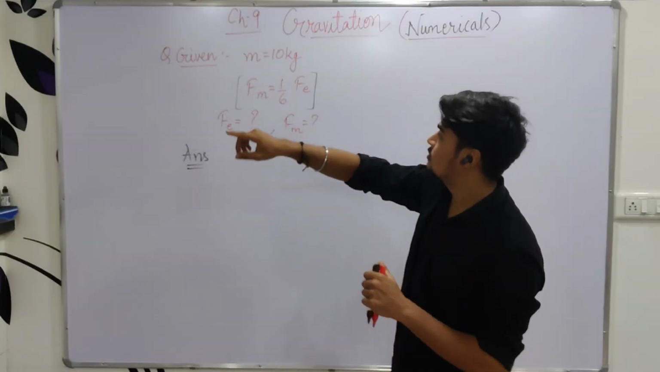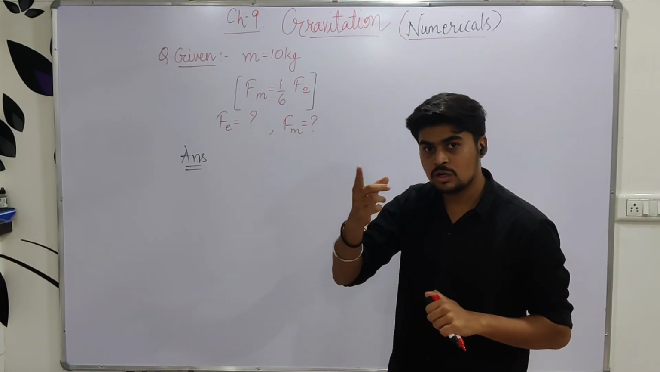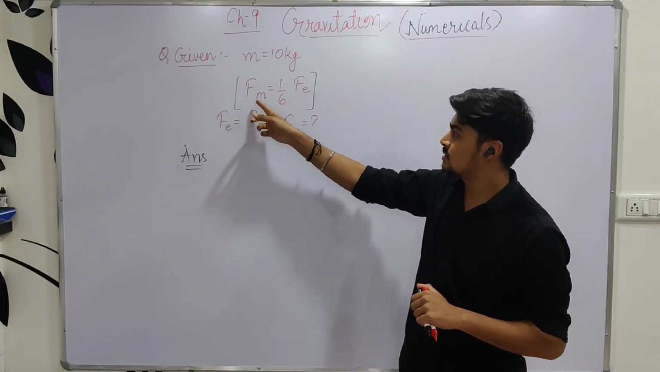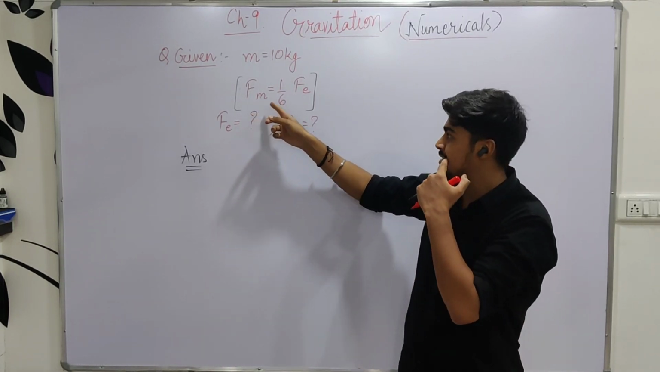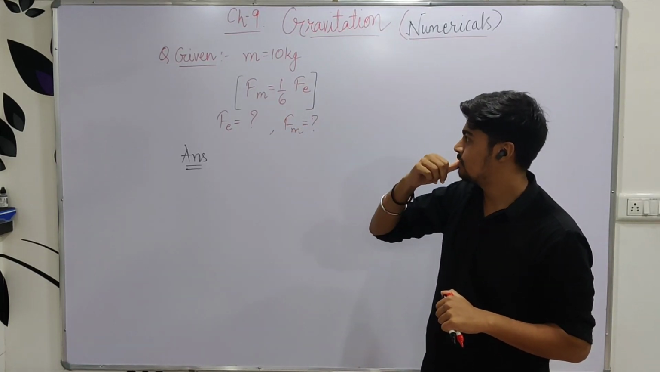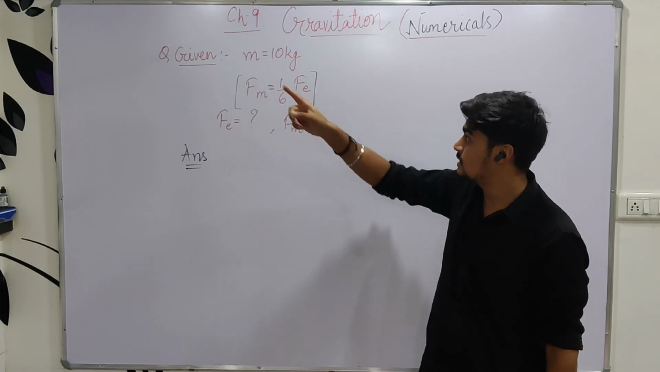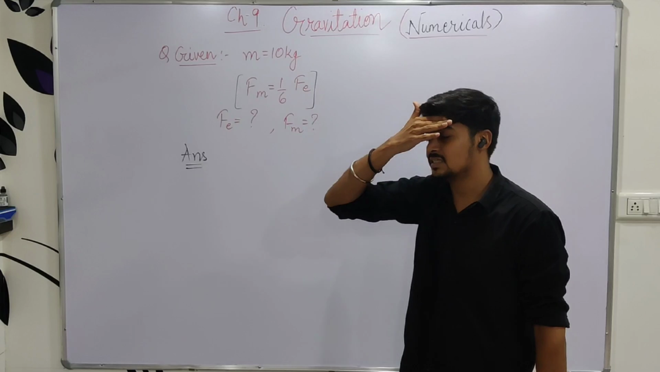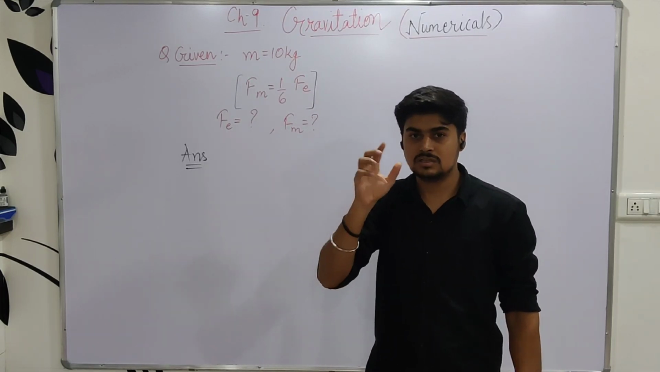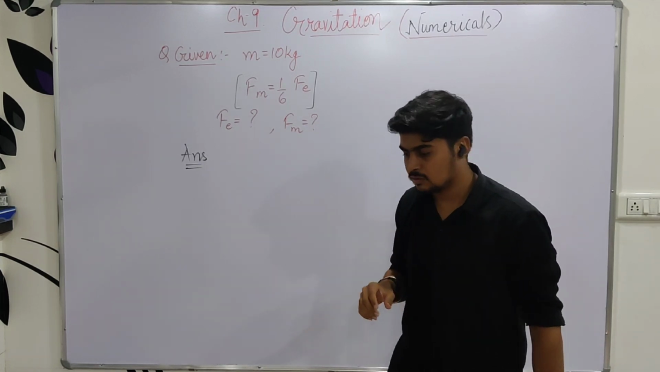As you can see in the question, mass is 10 kg and the relationship between the force exerted by the moon on an object and the force exerted by earth on an object is given. I have written Fm is equal to 1/6 of the force exerted by earth on an object, Fe. So 1/6 of Fe is equal to Fm. We have to calculate this Fe and Fm for an object of mass 10 kg. For example, if there is an object of mass 10 kg, what will be the force exerted by earth on that object and what will be the force exerted by moon on that same object.